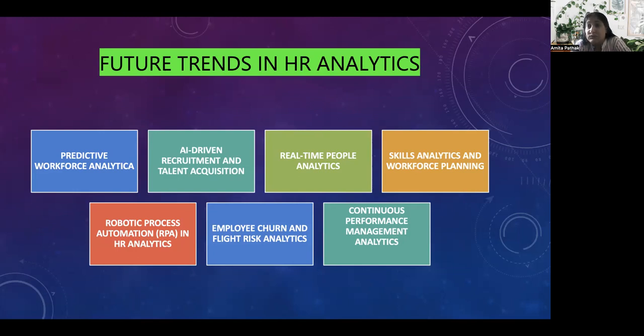In future time, all the facets of HR we discussed will be impacted by HR analytics. Like if I have to do predictive workforce analysis, I need modeling for that. In future time, AI-driven recruitment and talent acquisition may be the area where HR analytics gets applied. Skills analytics, skill gap analysis, doing workforce planning. So these are certain things in which we can apply HR analytics. HR analytics can find its space in the future.